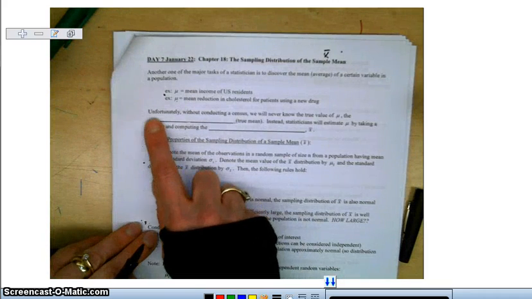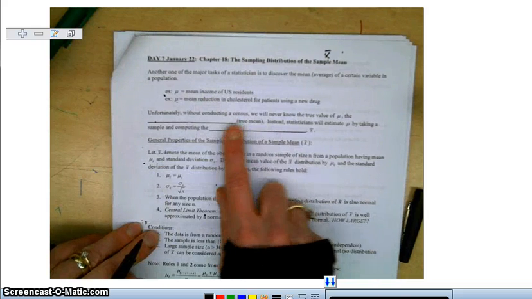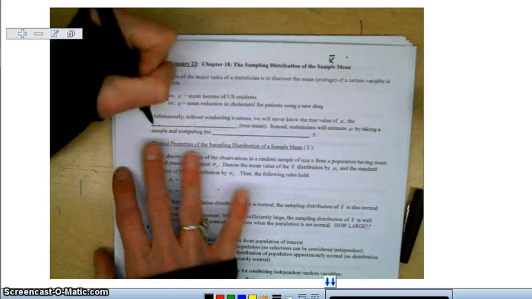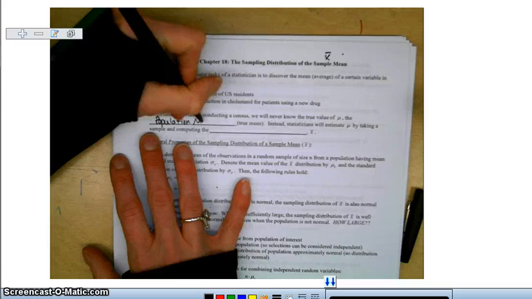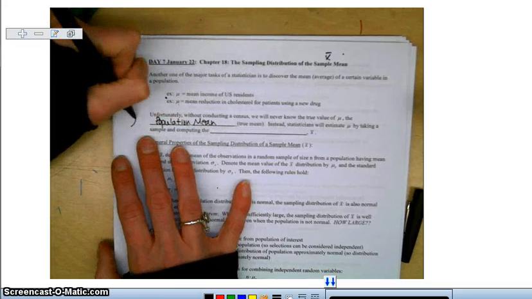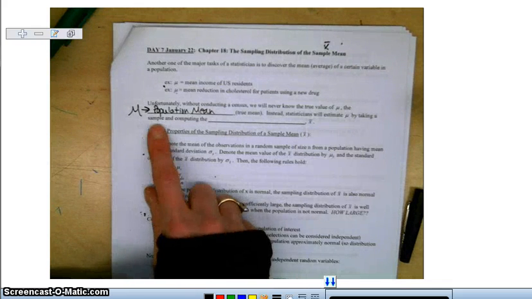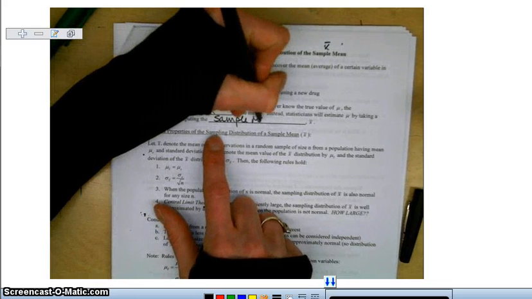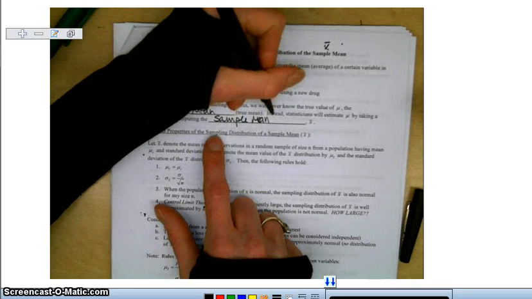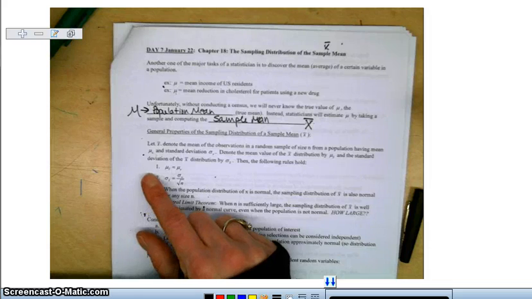Unfortunately, without conducting a census, we're not going to figure out either of these. This is called the population mean. That's mu, the variable we use for the true mean. Instead, statisticians will estimate the mean by taking a sample and computing the sample mean, which is X bar. So those are the differences between the two things.